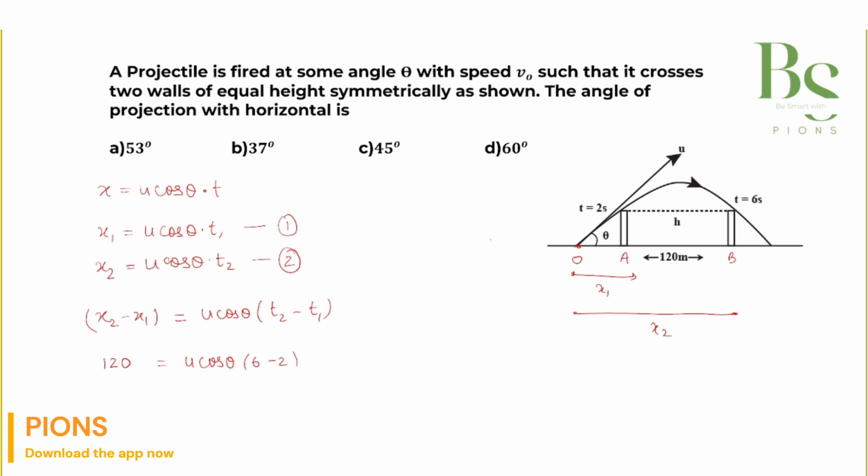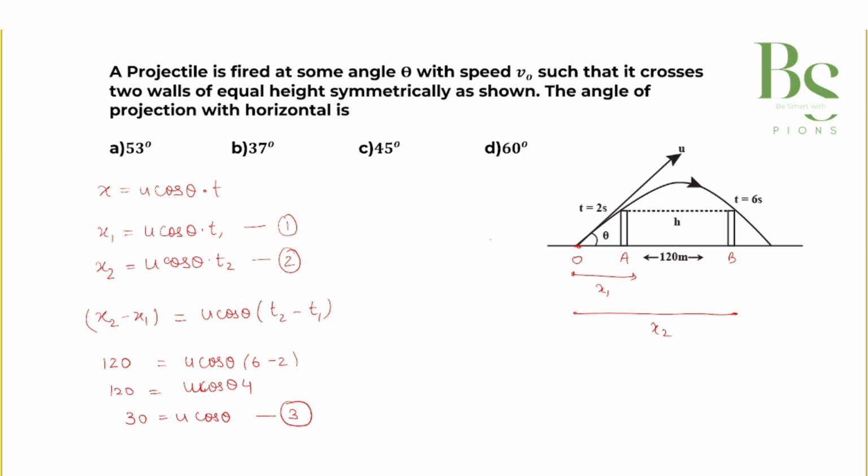Let me repeat again. x2 is the distance moved by the particle from O to this position at 6 seconds. What is the distance x2 along x coordinate? Along x coordinate, what is the distance travelled in 2 seconds? First 2 seconds, it will be x1. So x2 minus x1, the gap is given here as per the diagram, 120 meters, right? So 120 will be equal to u cos theta into 4. Taking 4 that side, 30 equals u cos theta. This is our equation number 3. So we got the value of u cos theta as 30.